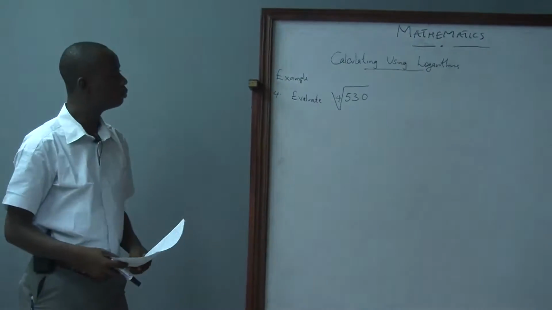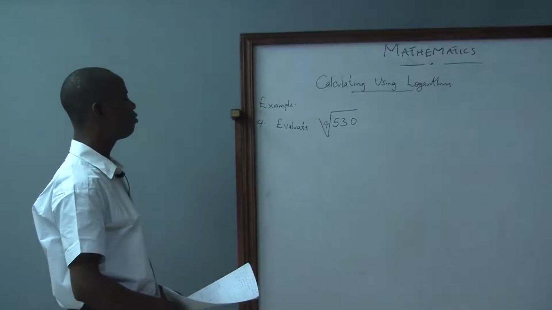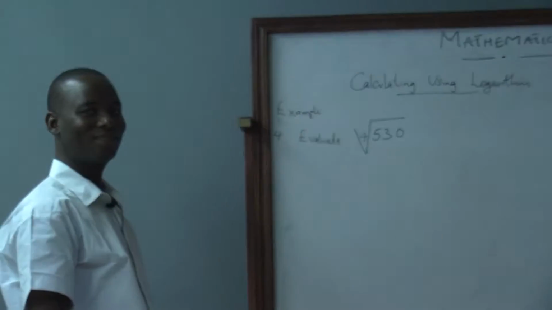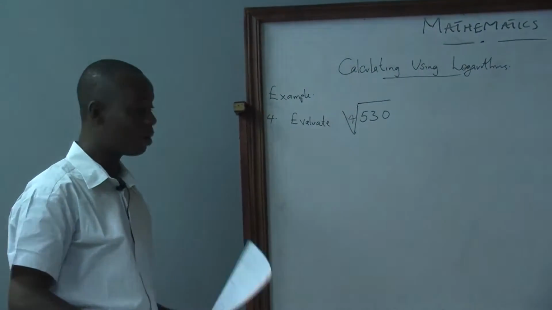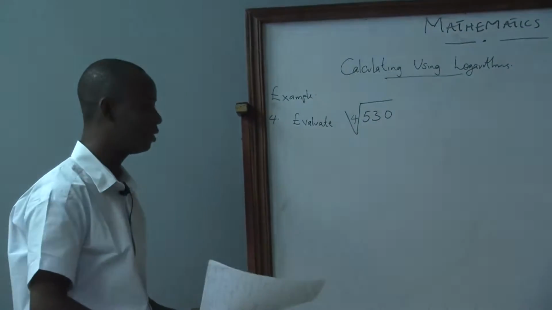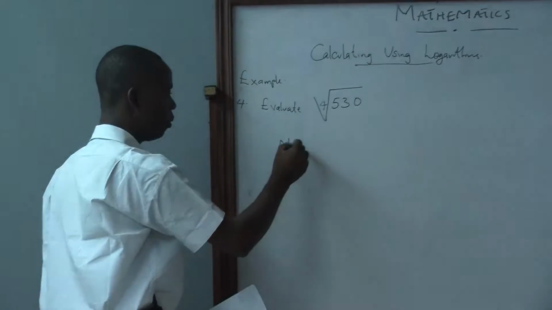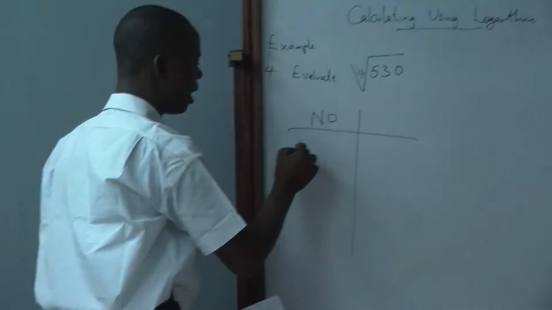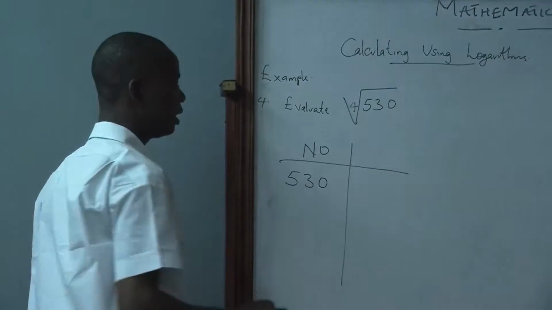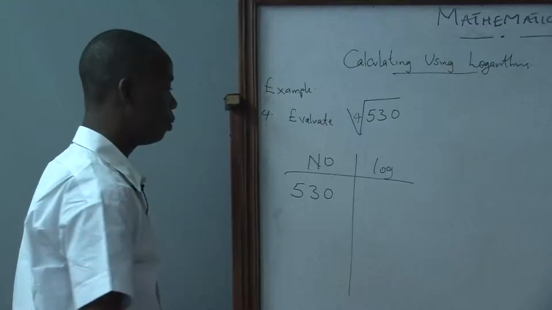Example number 4. Want to evaluate the fourth root of 530. That will be very cumbersome for us to do without a calculator. And we're not using a calculator, but we're going to use our table. Now let's look at what we're going to have there. The number we're dealing with here is 530. The characteristic under the log of 530 will be what?